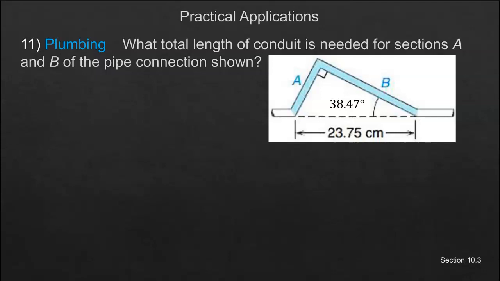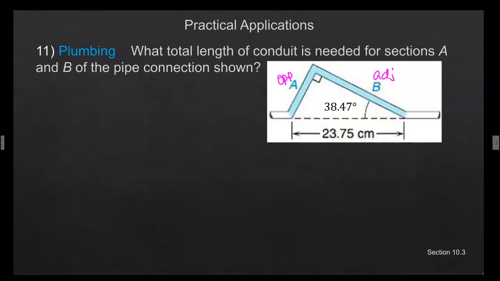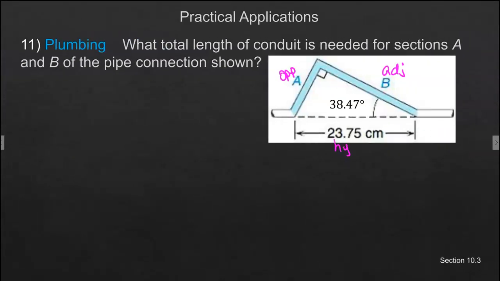From this angle, we have the opposite side is A, and the adjacent side is B, and then the 23.75 is my hypotenuse. And that means that we're going to be using sine and cosine. On the first one, we're going to use sine for side A.